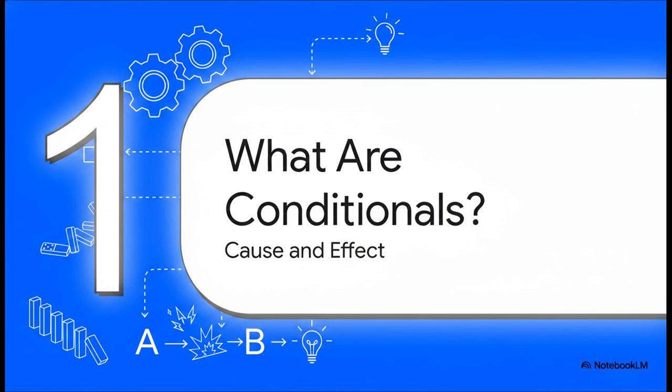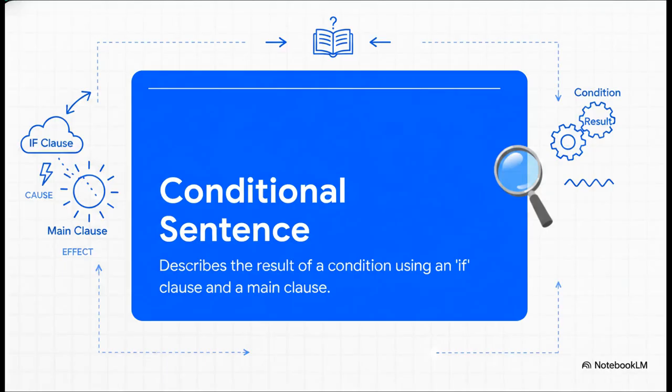All right, part one. What are conditionals? Simply put, a conditional sentence just describes a result that completely depends on a certain condition being met. Honestly, it's basically just cause and effect. It's like a domino falling. It always has two parts, which we call clauses. The first part is the if clause. This sets up your condition. The second part is the main clause, and that tells us the result. If this happens, then that happens. It really is that straightforward.